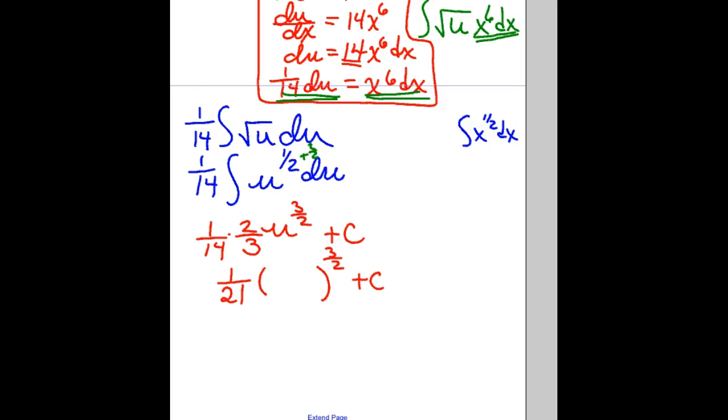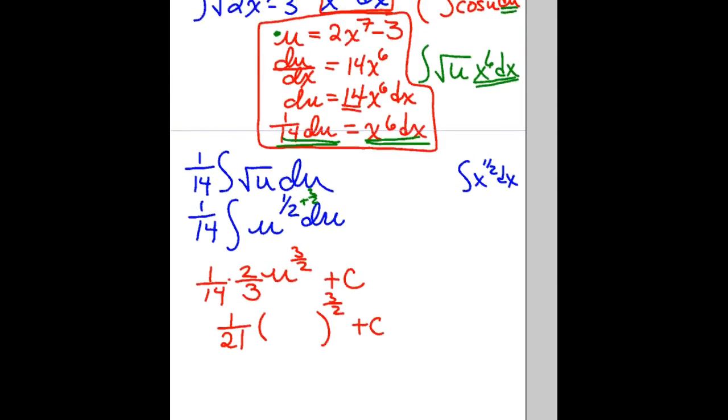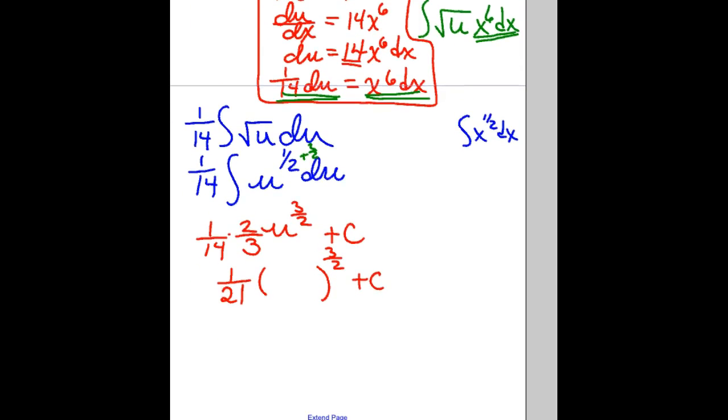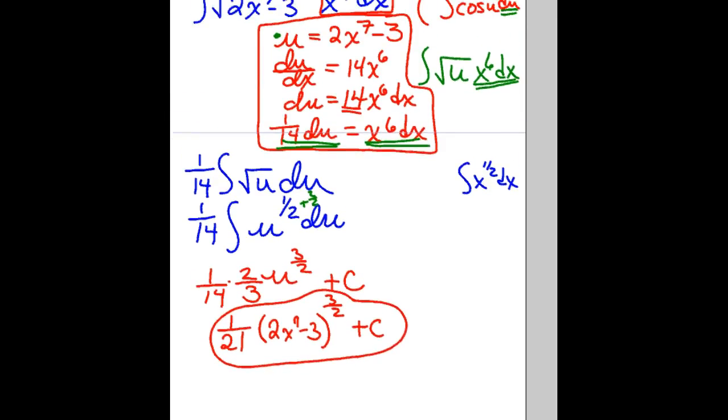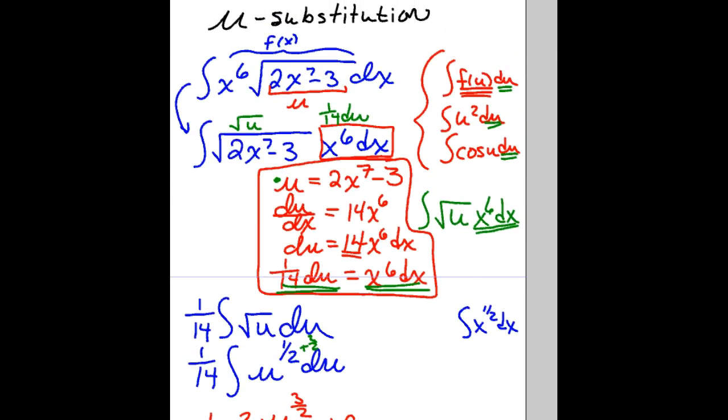But u was defined as 2x to the 7th minus 3. So I back substituted in. And this is my function whose antiderivative is this one that I couldn't really tell at first. So again, the process is rewrite it, pick a u. U is almost always the inside function. I'm going to do one in a minute where it's not necessarily, but here's a trig one.